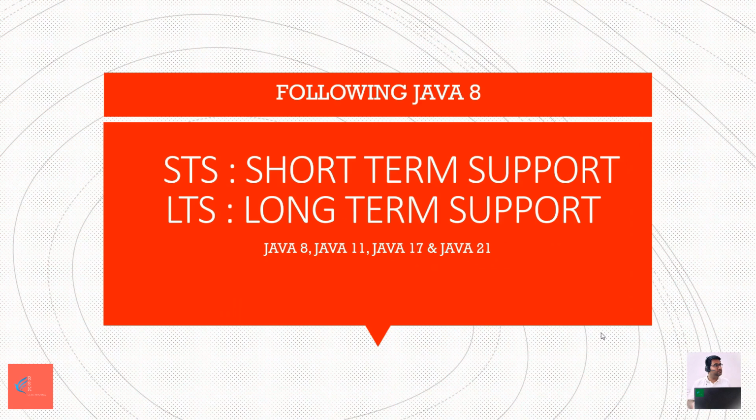After Java 8, there are two types of versions. STS, also known as short-term support versions, which comes after every 6 months. Second is LTS, also known as long-term support versions, which comes after every 2 years. Now, after Java 8, the next LTS versions are Java 11, 17, and Java 21 as per now.